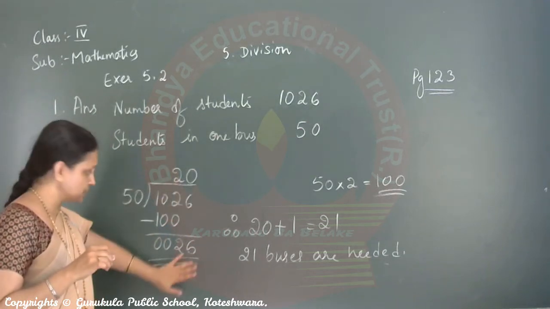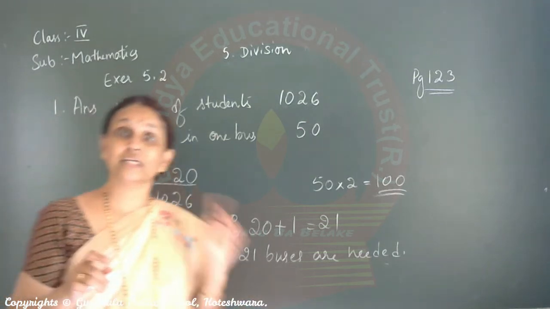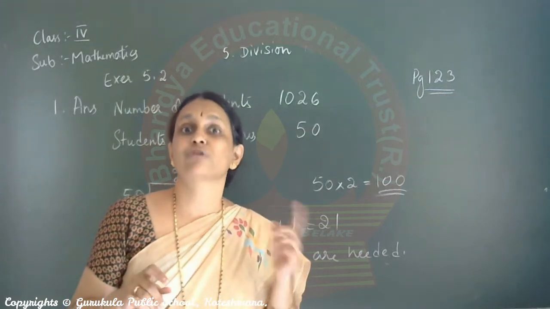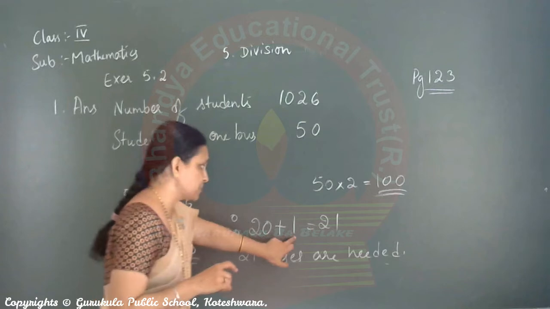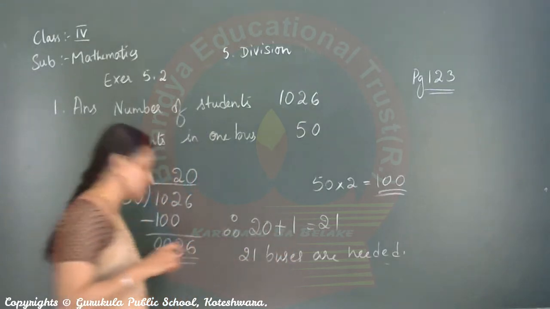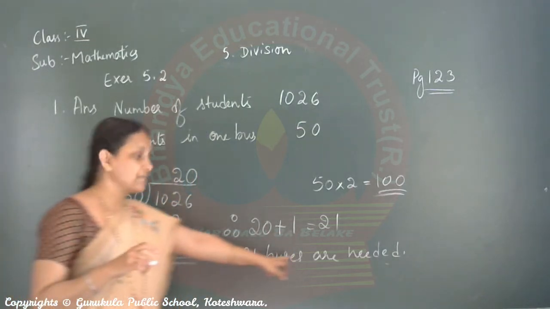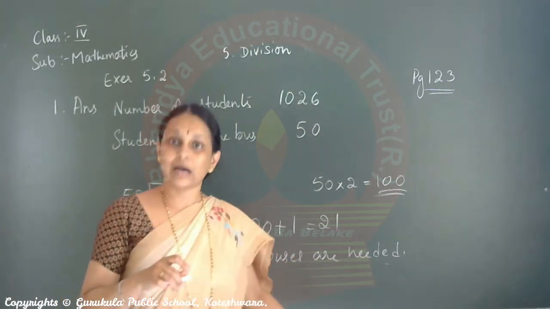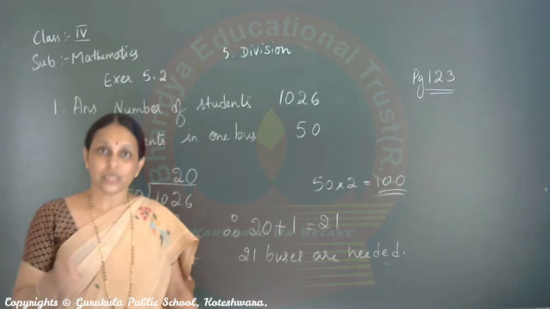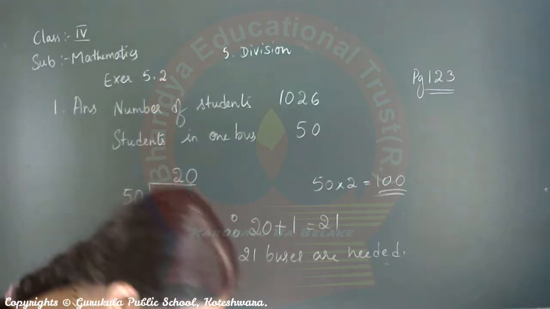Okay, this actually when you do the sum, this is correct. 20 is the quotient, 26 is the remainder. But here students are taken for a camp where buses we have to count. So one extra bus you have to take to take these 26 students. So 21 buses are needed. This is what you can give as an answer. Is it okay? Yes. Now go to the next sum.